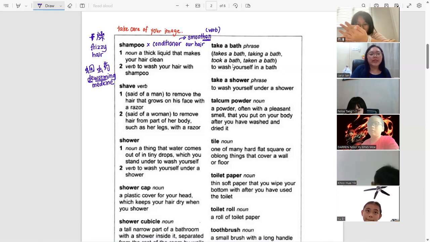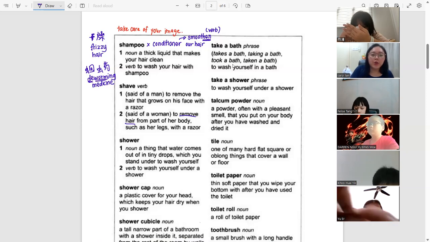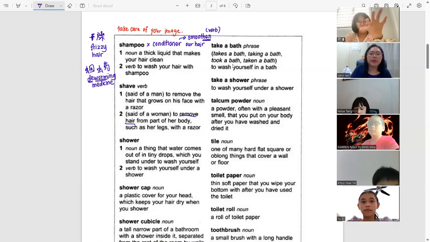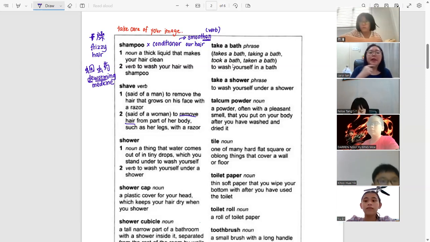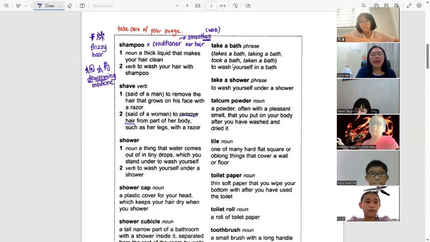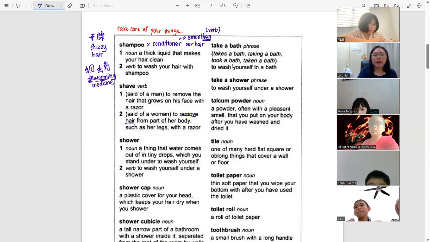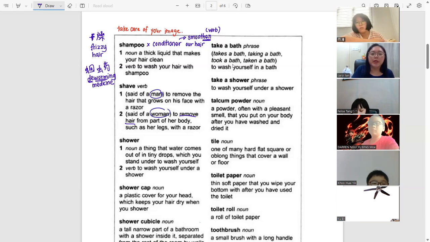Okay, so another one, shave. I can skip this. Shave is like 剃, 剃胡子的剃. All right, to remove hair. 去除毛发. Okay, understand? To remove the hair that grows on his face. Or you can say to remove the facial hair. Actually, man or woman also can use it. Okay, shave for man or woman.